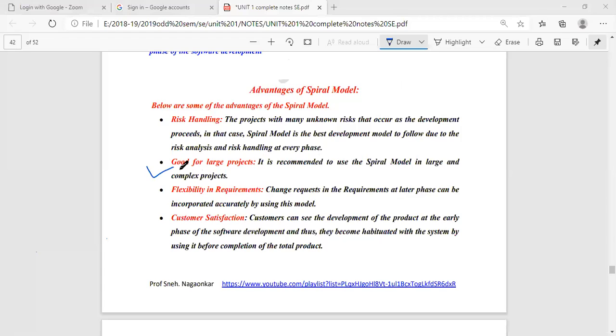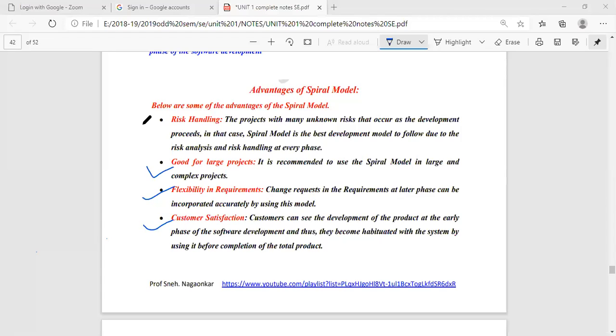All right. So this is good for large projects. Whenever large and complex projects are there, at that time we can go for the spiral model. Next, flexibility in requirements. It means, when the system is new, the requirements will always be changing. And when we have changing requirements, at that time we can opt for a spiral model. So with the help of this model, the customer will be very happy. Why? Because we were successful in providing all the needs of the customers.